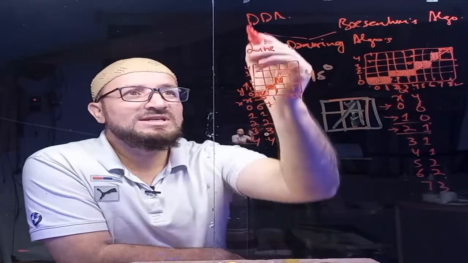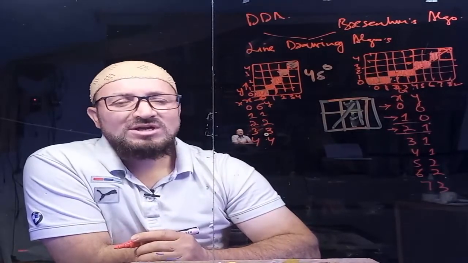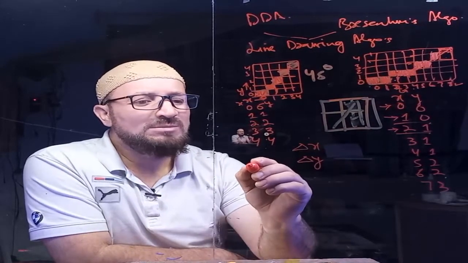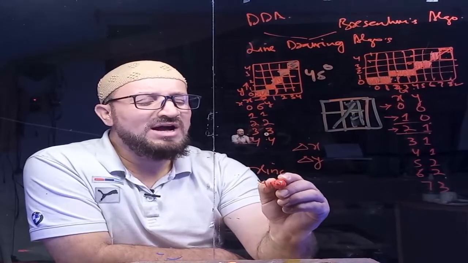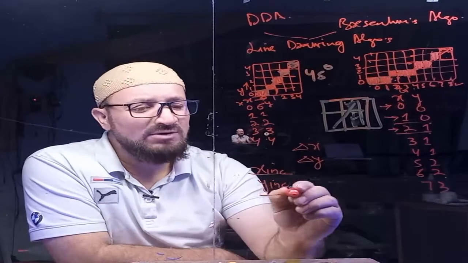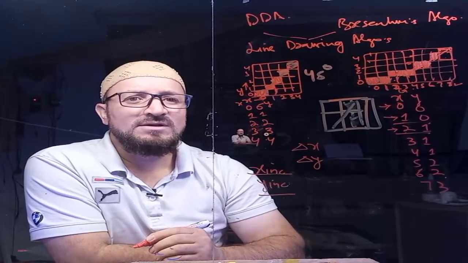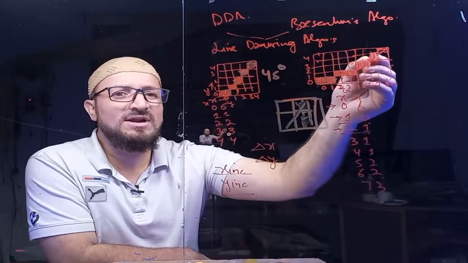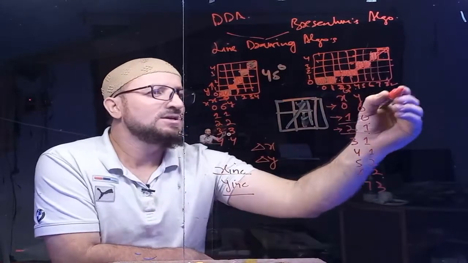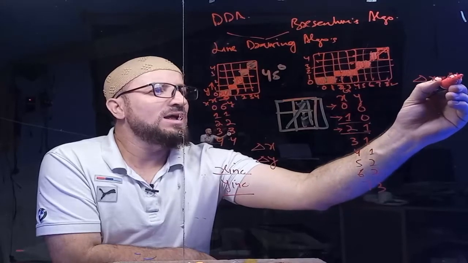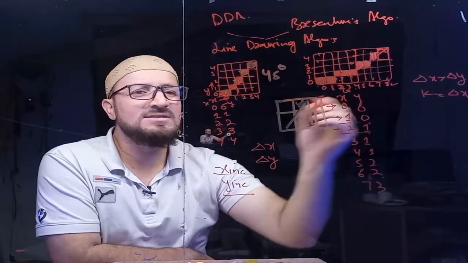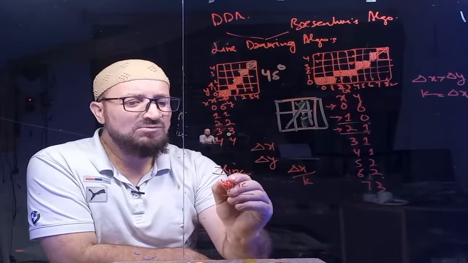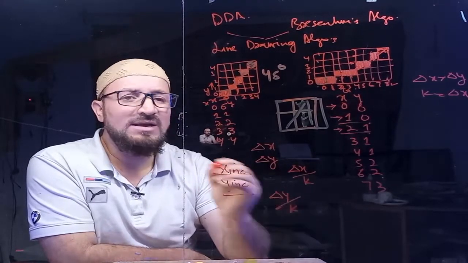Because when we use the DDA algorithm, we talked about delta x and delta y. Then we talked about what is the x increment and what is the y increment, how much I have to increment x and how much I have to increment y, right? So in this case, who is greater? Delta x is greater because it's going towards the x. So delta x is greater than delta y. That means k is going to be equal to delta x. And what will be the x increment? X increment will be delta x divided by k. And what will be the y increment? Delta y divided by k.